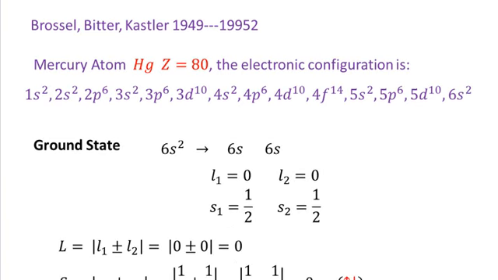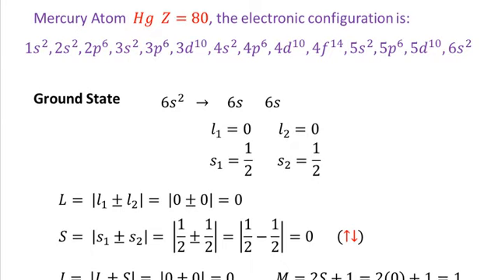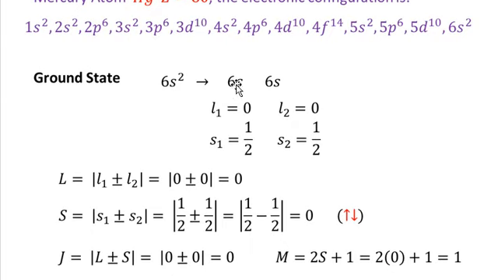This 6s2 can be written as 6s6s, where for the first 6s I have L1 equal to 0, S1 equal to half, and similarly for the second 6s state I have L2 equal to 0 and S2 equal to half. Where S1 and S2 are the spin quantum numbers related with the 6s electrons, and L1 and L2 are the orbital quantum numbers related with the 6s electrons.